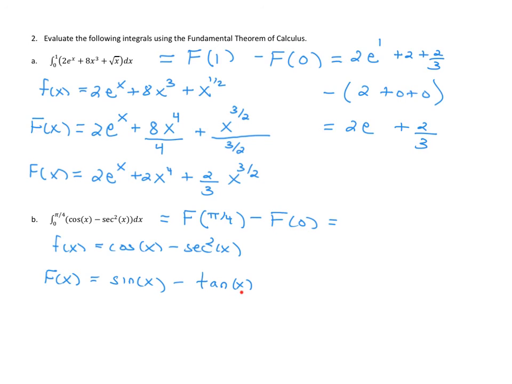Here we're going to have some exact values. Sine of pi over 4 is going to be the square root of 2 over 2, minus, now tangent of pi over 4 is going to be 1. And now I subtract off what I get when I put 0 into both of these functions. And it's actually 0 for both sine and tangent. Altogether, this means that the final answer is the square root of 2 over 2 minus 1.